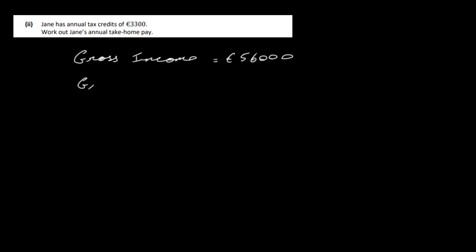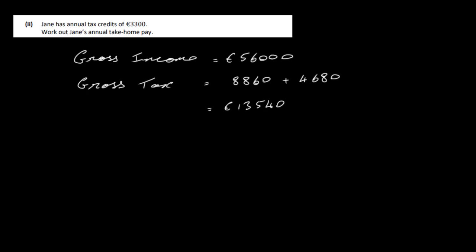Her gross tax is just these two answers that we got previously added together. So we got 8,860 euros, and then we got 4,680. So you're just going to add those two together. So it's 4,680 plus 8,860. So that gives us 13,540 euros.